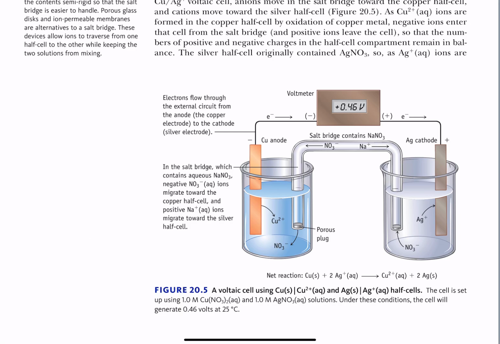Now, in this particular diagram, you'll notice that we have an electrochemical voltaic cell made out of copper and silver as my electrodes.